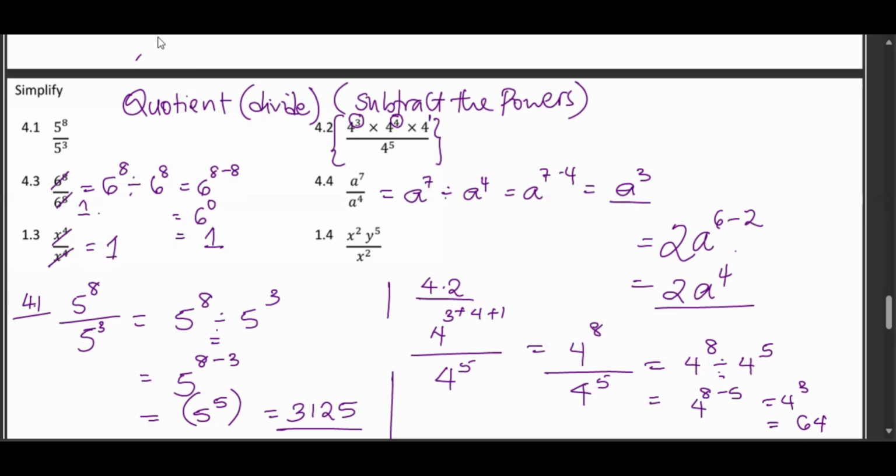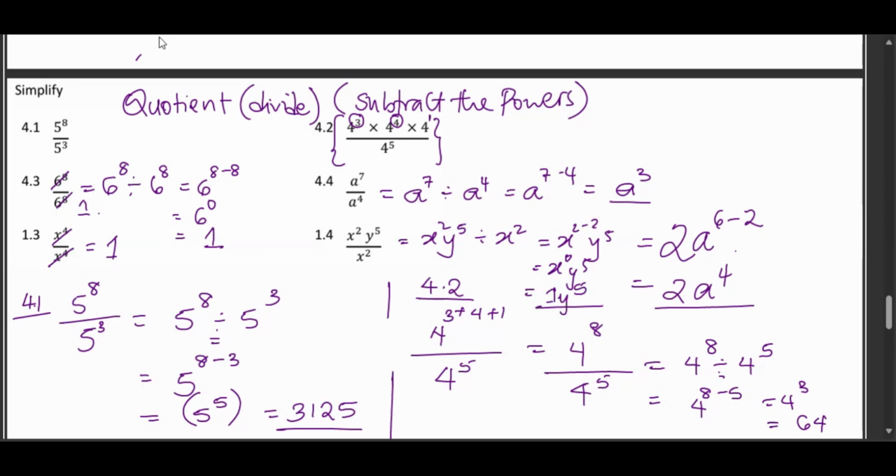Now, this one we have x squared y^5 divided by x squared. So this is the same as x squared y^5 divided by x squared. Remember, we subtract the powers of the same bases. So this x is 2 minus 2, then y. Our x becomes x to the power 0, y^5. The answer becomes 1 times y to the power 5. So this is the answer.